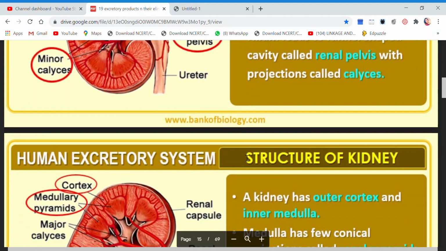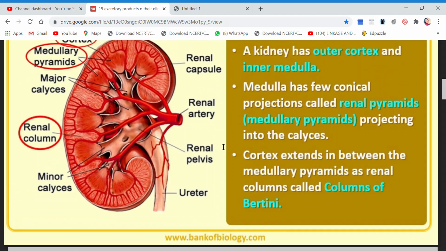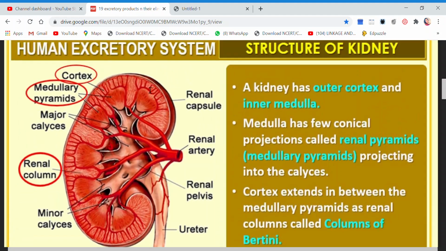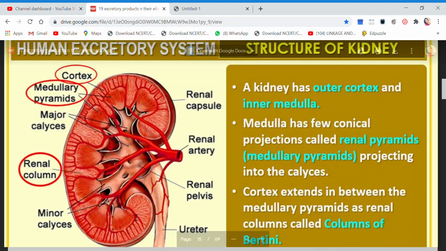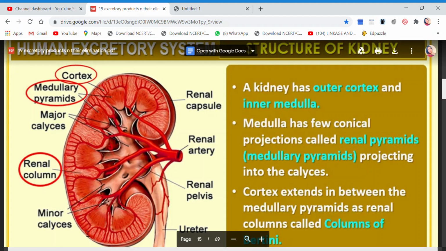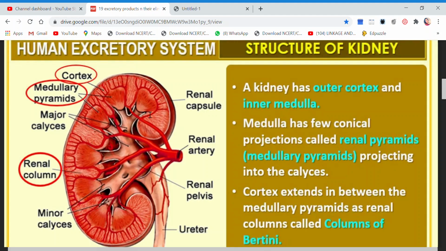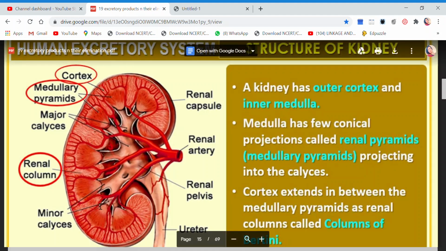Okay. Now, each kidney has two parts. One is the outer part, you see, this is the outer part. And the other is the inner part. Children, the outer part of the kidney is known as cortex. And the inner part here is known as medulla. And the medulla is divided into various pyramid-like structures. You can see, these are called medullary pyramids.